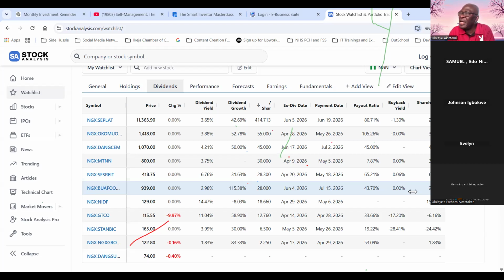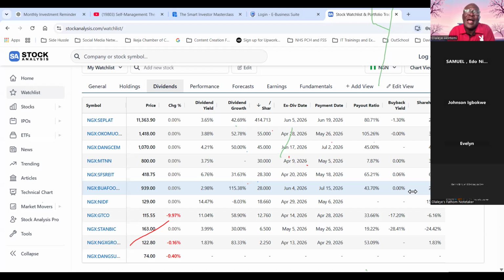The Dangote Sugar, they did a rights issue. And I bought some. I didn't pay any fee on NGX Invest. I bought some of Dangote Sugar rights issue. I didn't have to pay any fee. If I had bought it on any other platform, I would have had to pay fee. So it's very simple and straightforward.